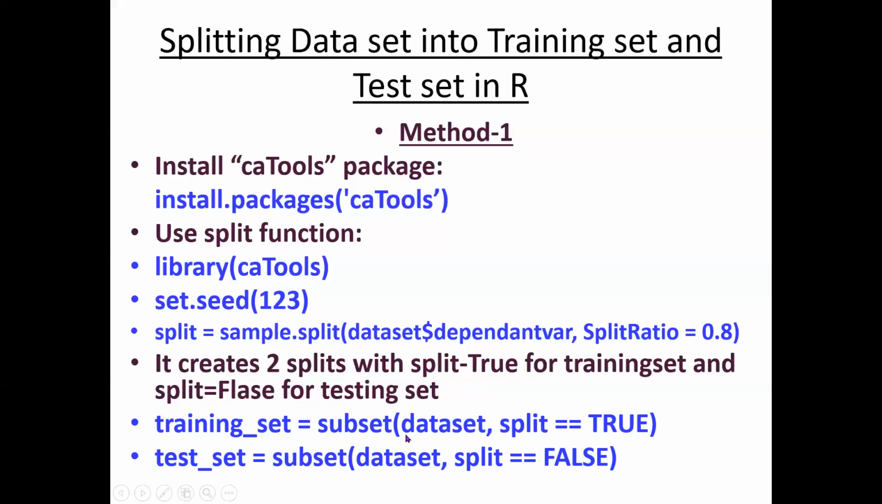So you need to write it like this. training_set is equal to, you can give any name here, subset of the data set, that is the object we used here, where split is equal to TRUE. And test_set is equal to subset of the data set where split is equal to FALSE. If you write these 3 to 4 lines, a training and testing split is done. This is method 1. I will show you in RStudio. Coming to method 2, you can also do it with the caret package in R.